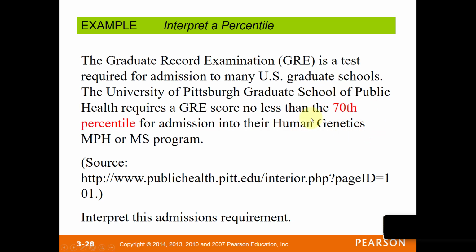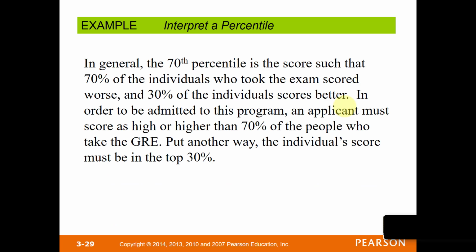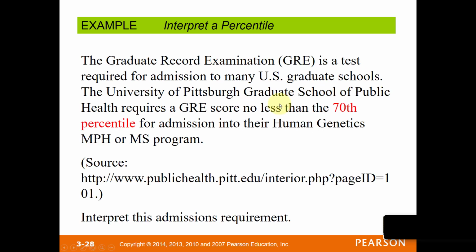So here, the 70th percentile means that 70% of the scores are below that mark. You can slow down and read this example, but I think I've explained percentiles well enough. The 70th percentile means that 70% of the data values are below that score.